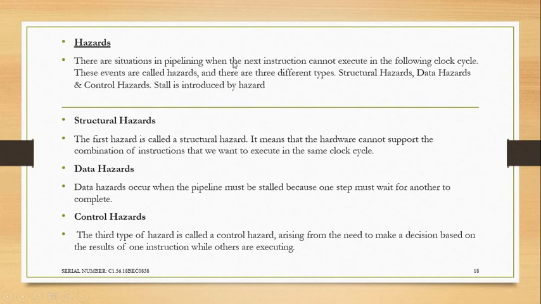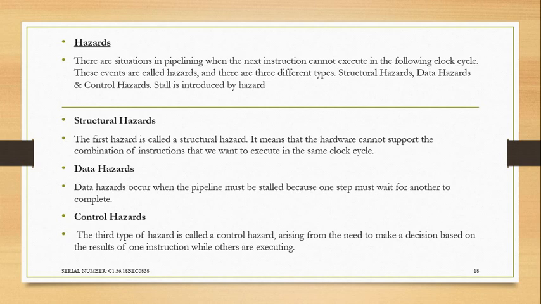Hazards: there are situations in pipelining when the next instruction cannot execute in the following clock cycle. These events are called hazards, and there are three different types: structural hazard, data hazard, control hazard. A stall is introduced by a hazard. The first hazard is the structural hazard. It means that the hardware can't support the combination of instructions that we want to execute in the same clock cycle. The second one is the data hazard.